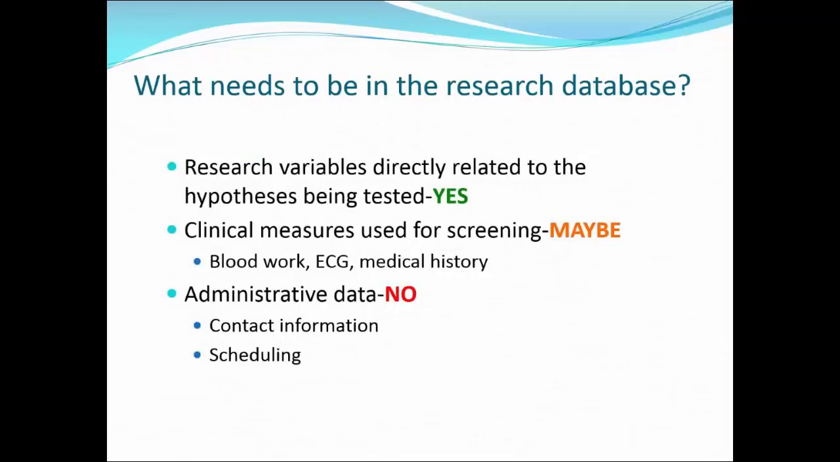So what needs to be in the database? The research variables that are directly related to the hypothesis being tested. Clinical measures may or may not be important depending on what you're looking at and how important that clinical measure is there. Administrative data, like did they show up for their appointment on June 21st, that type of thing, that's not part of your analysis. That doesn't need to be in your research database. So keep your research database specific to the information you need to do the analysis.